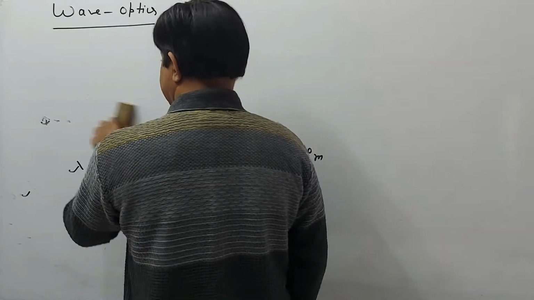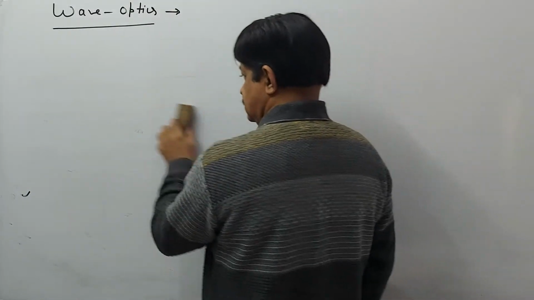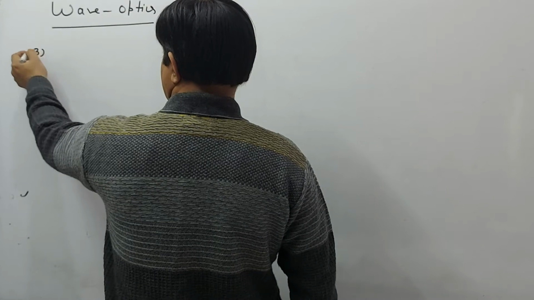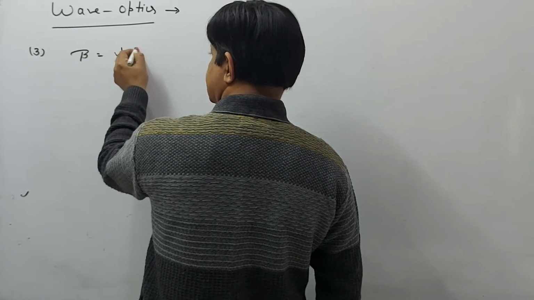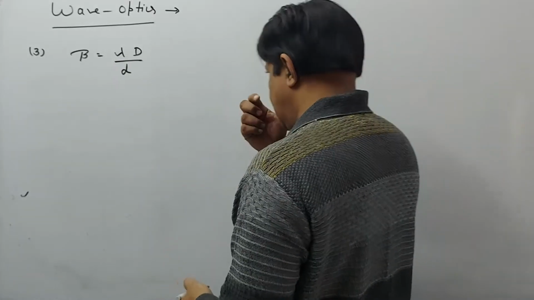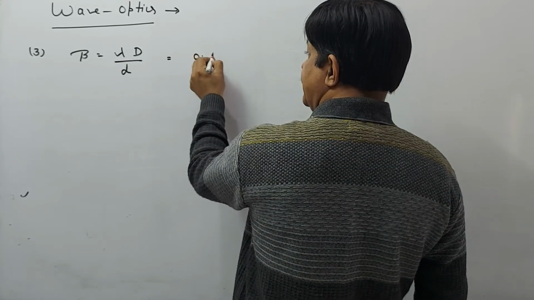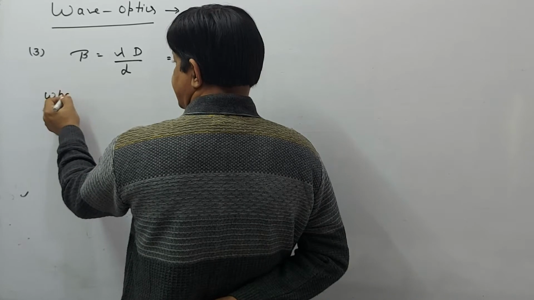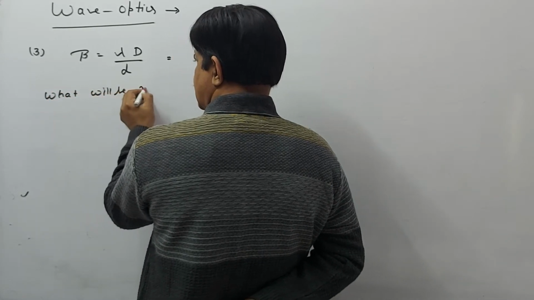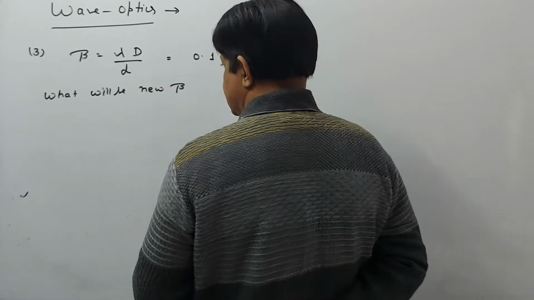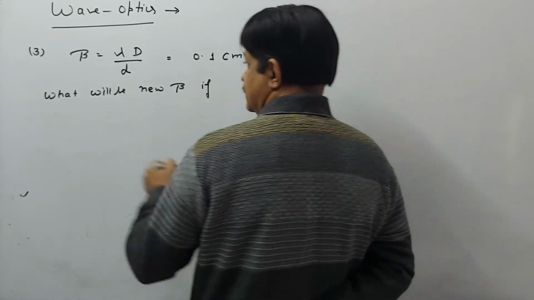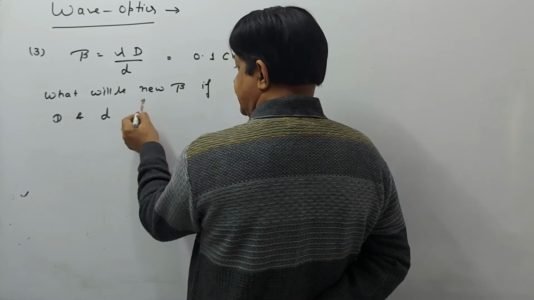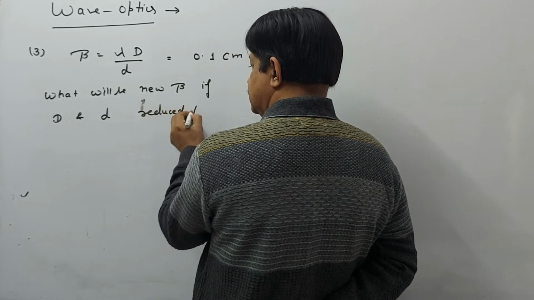Question number 3. Formula for beta is lambda D upon d. This beta is given as 0.1 centimeter. What will be new fringe width if D and d reduce to half?